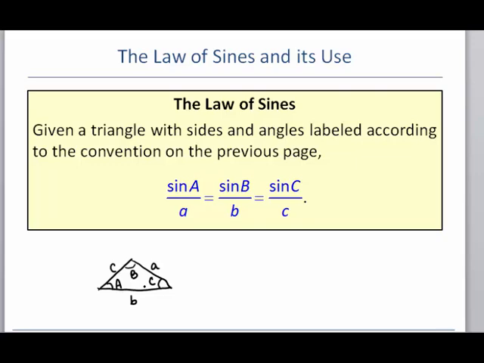Now, once we have that, let's look at our law of sines. It says, given a triangle with sides and angles labeled according to the convention on the previous page, which is what we're talking about right here, then we have this set of ratios. Sine of angle A divided by a is equal to sine of angle B divided by b is equal to sine of angle C divided by c. So we're going to look at a few examples to see how we work problems using this law of sines.